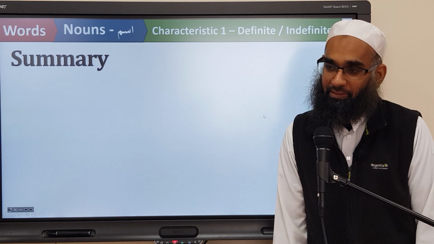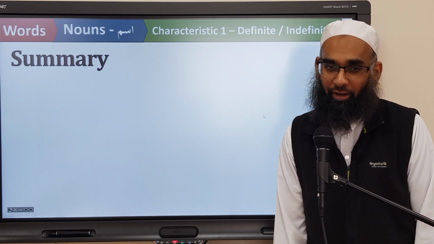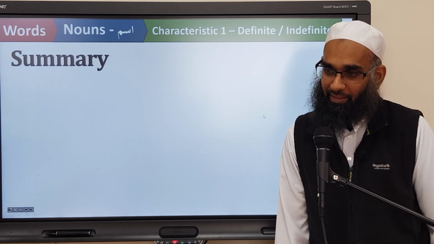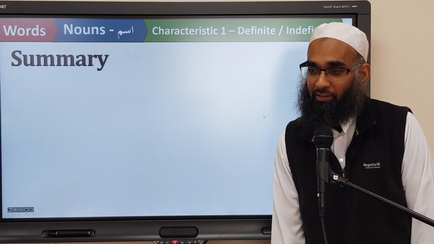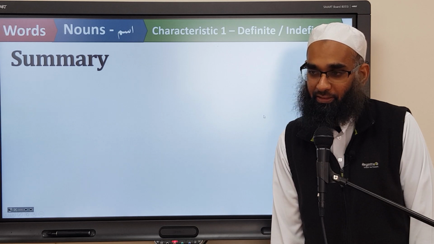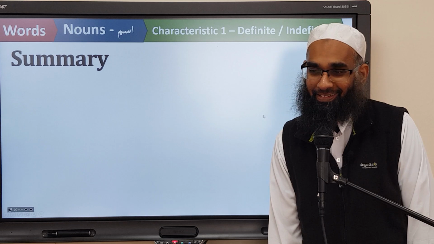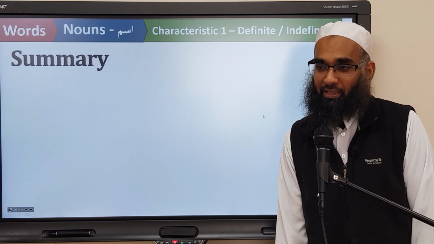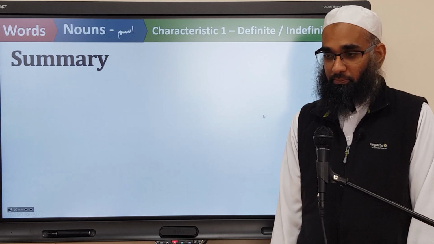Three types: ism, fi'l, harf. Ism has four characteristics. Definite, indefinite: ma'rifa, nakira, very good. Number. You forgot gender. Masculine is mudhakkar. Muannath, feminine. Number: singular is mufrad and dual is muthanna.